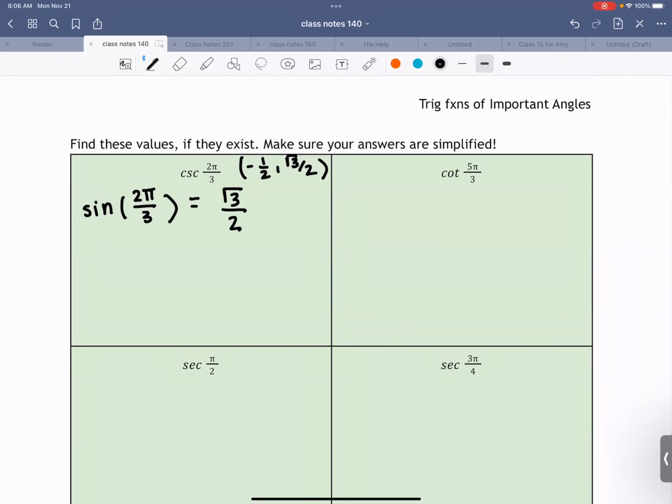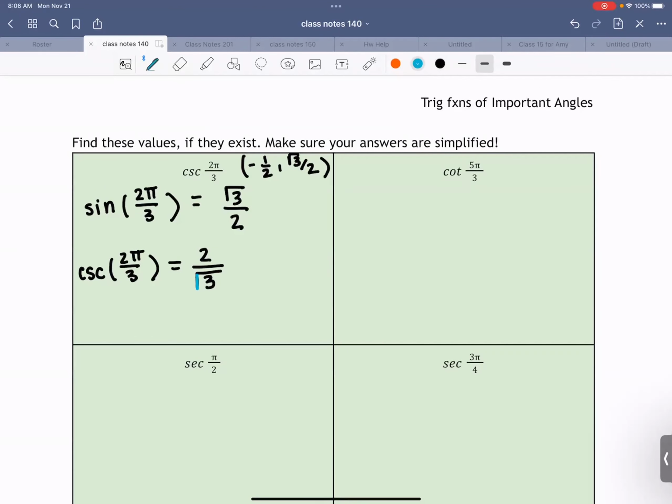Okay, I'm not done yet because, well, I want to know what the cosecant is. I don't just want to know what the sine is. So to find the cosecant, what I'm going to do is just flip it over. Okay, so it's going to be 2 over the square root of 3. Is that my final answer? Oh, right. There's a square root in the denominator. Whenever you have a square root in the denominator, that's not okay, right? So not simplified.